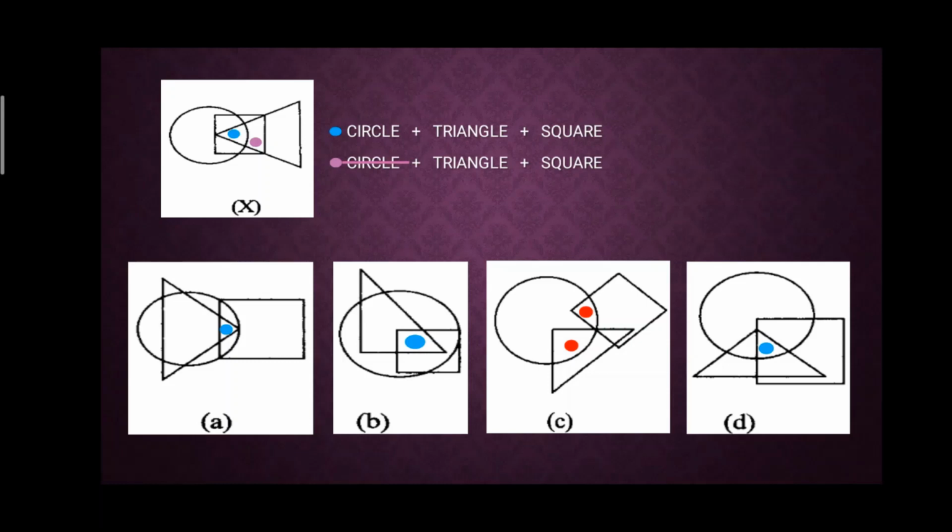In option D you want to find the pink dot. The triangle and square. Here the triangle and the square are meeting and it is outside the circle. As you can see in the figure, it is outside the circle but inside the triangle and the square. Therefore I'll be able to keep option D. Option D is the answer.